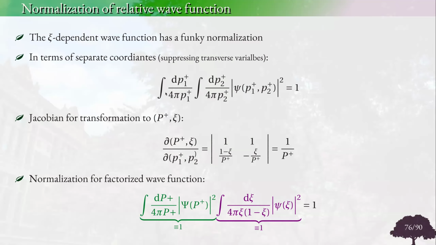Your longitudinal momentum normalization has 1 over 4 pi p plus. So if you do a Jacobian transforming to total p plus and momentum fraction, you will find that your momentum space element involves a 1 over 4 pi big P plus, which makes sense. So this integral here should equal 1. And you end up getting a momentum fraction times 1 minus the momentum fraction in your momentum space integration element for your xi dependence. So this is actually going to be really important for the next lecture.